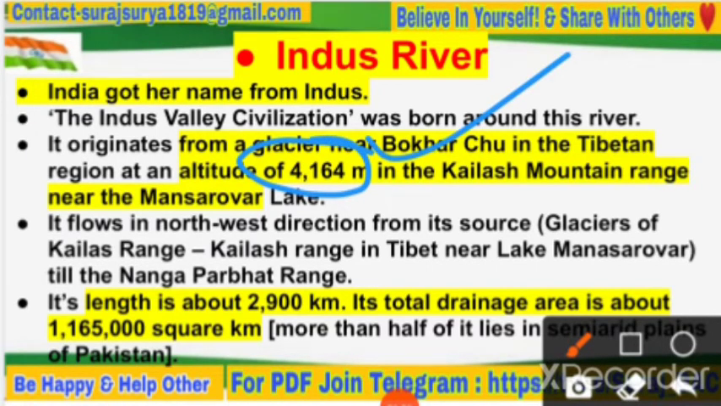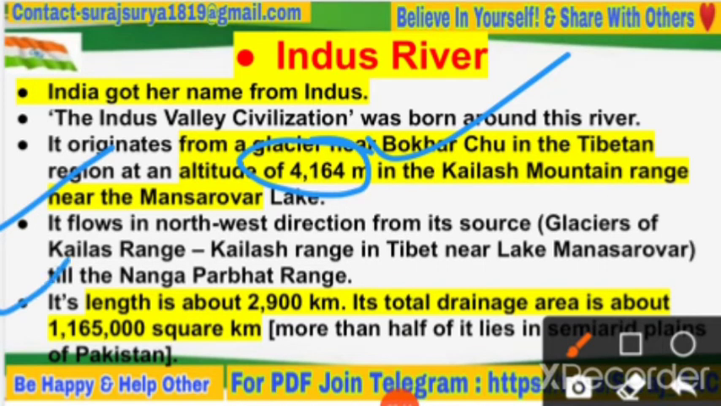So the Indus River originates from Bokhar Chu in the Tibetan region. It flows from north to west from its source, which is the glacier of the Kailash range near Lake Mansarovar. Kailash range is the important glacier here, and then it continues till the Nanga Parbat range. I will let you know about the Nanga Parbat range. It is on the LOC between India and Pakistan.